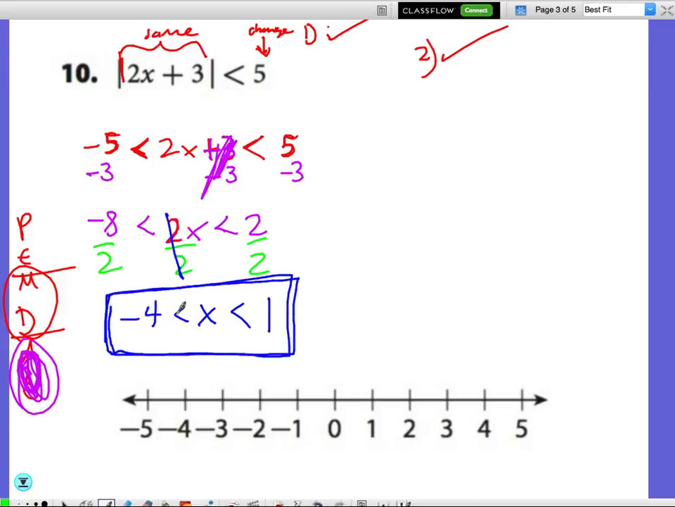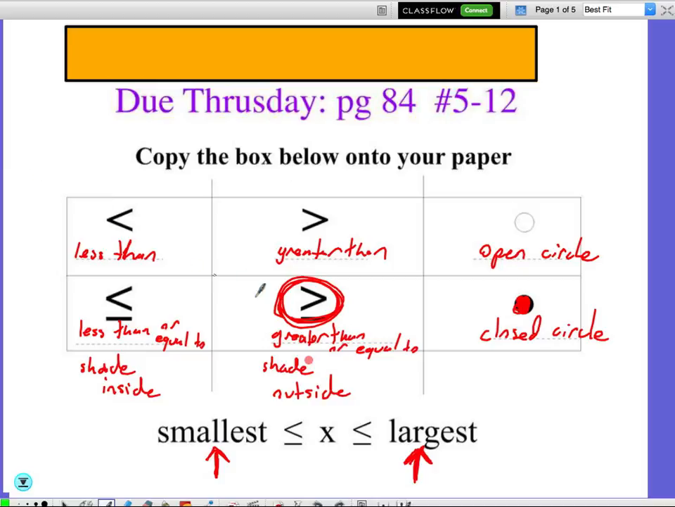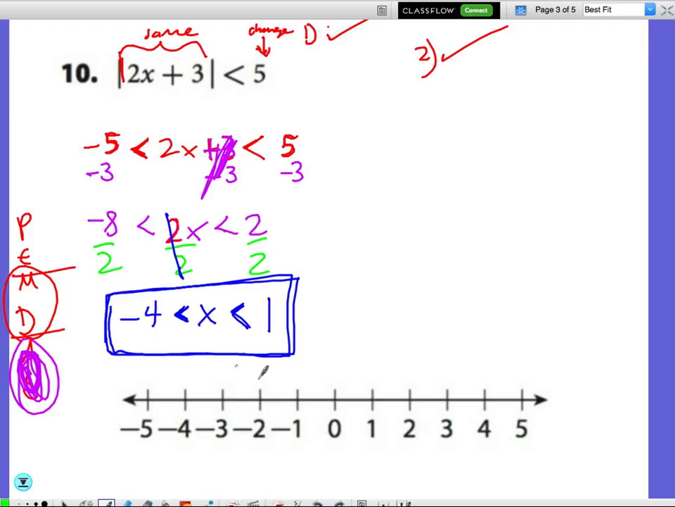First thing we want to know, our symbol is less than. So let's go ahead and look at this. Here's less than. So what does it tell us to do? We're going to have open circles. Let's go ahead and graph those. So at negative 4, open circle. At 1, open circle.